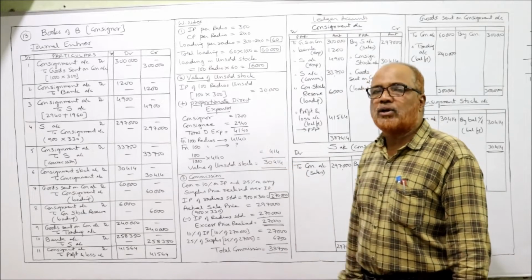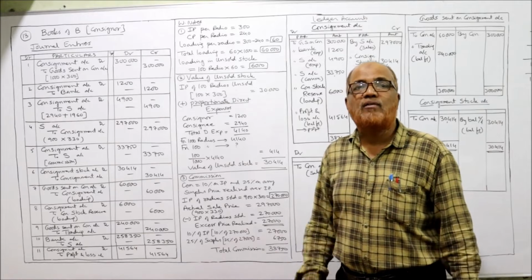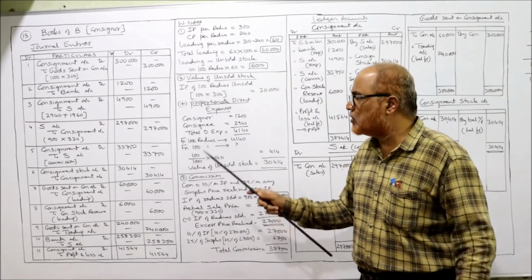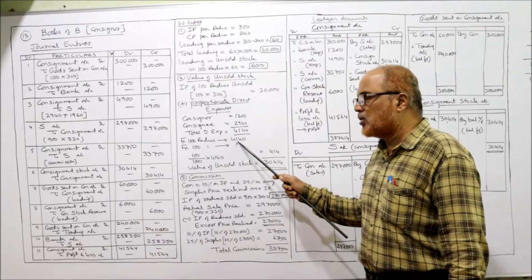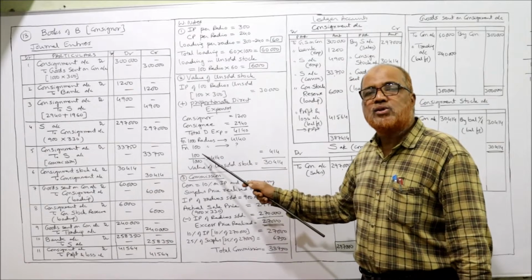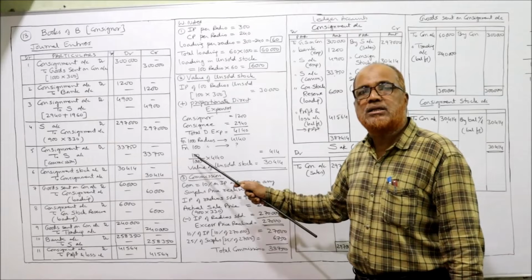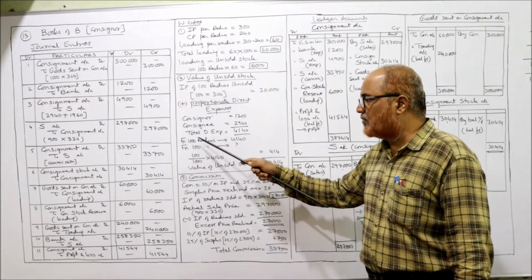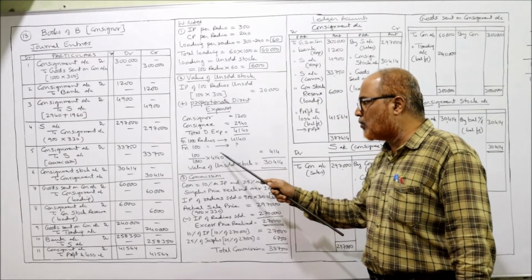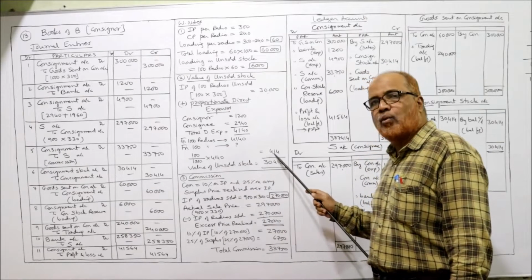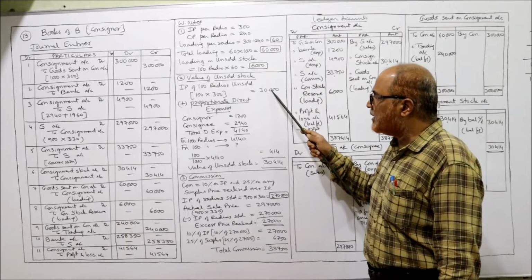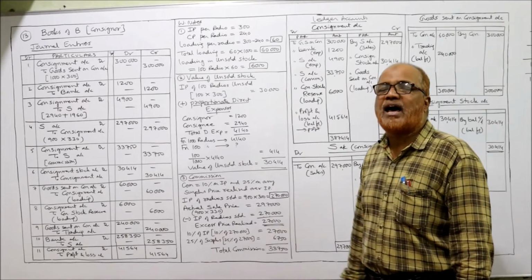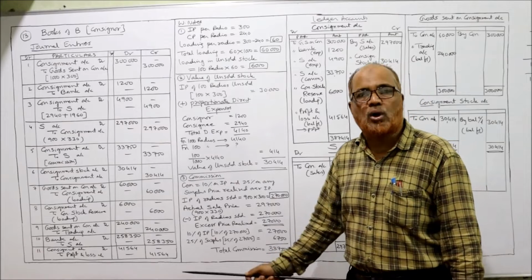This 4,140 is the total direct expenses on the total number of radios, 1,000. For 1,000 radios, 4,140. How many radios are remaining unsold? 100. For 100 radios, how much? So 100 divided by 1,000 into 4,140, 414. Now you add up 30,000 plus 414. 30,414 is the value of unsold stock.